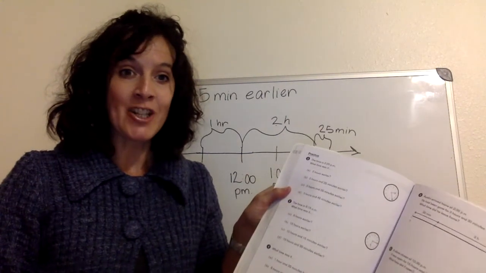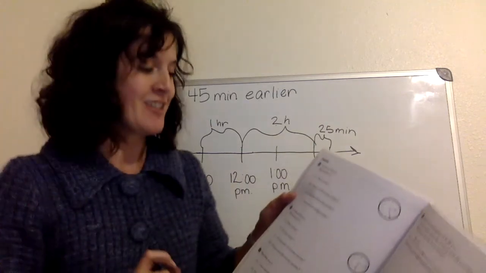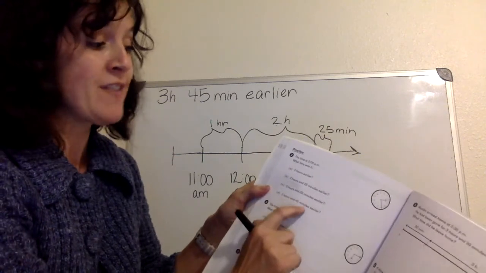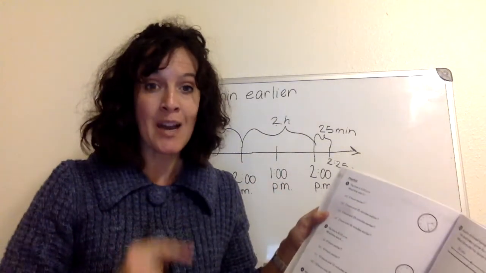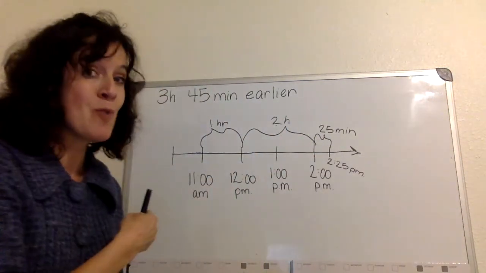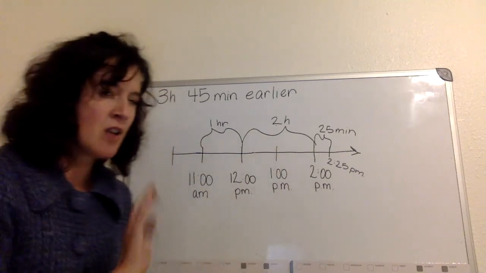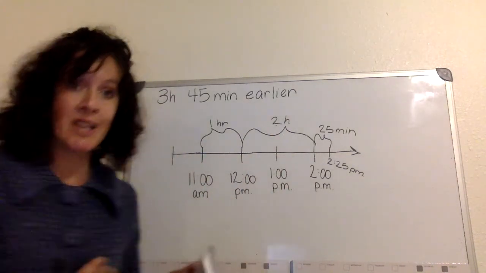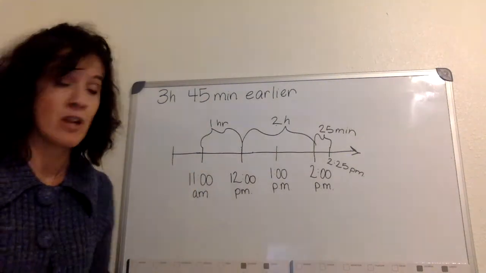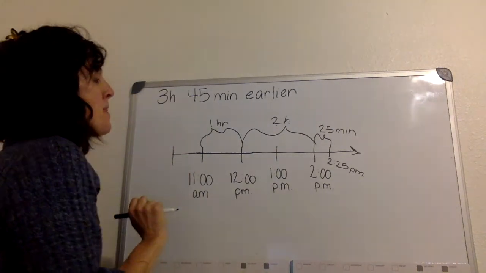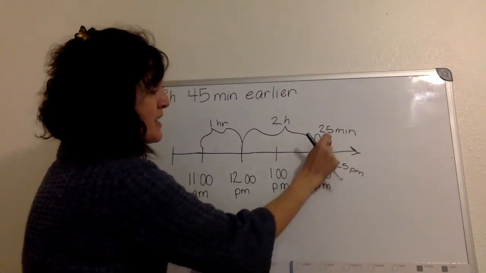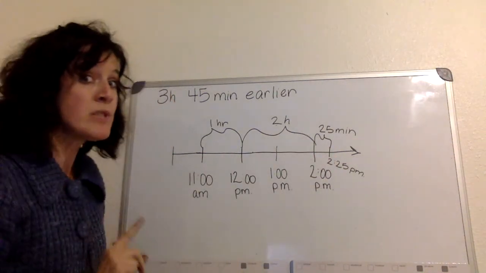Now let's look at letter D. This one is very similar to the one we just did. You can see it says 3 hours and 45 minutes earlier. The other one was just 3 hours and 25 minutes earlier. So what you could do is just go back 20 more minutes, but let's do it the little bit longer way to really understand what's going on. So we had 3 hours, 45 minutes earlier. Let's go back to here. To get from 2:25 p.m. to 2 o'clock p.m., we use up 25 minutes, but only 25 minutes.